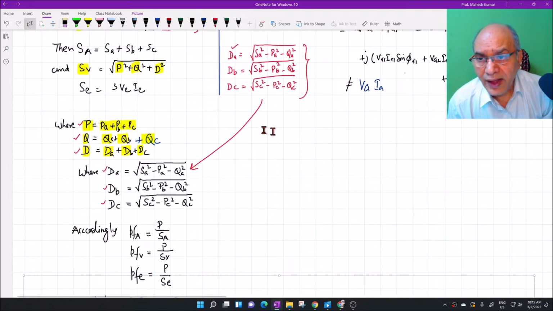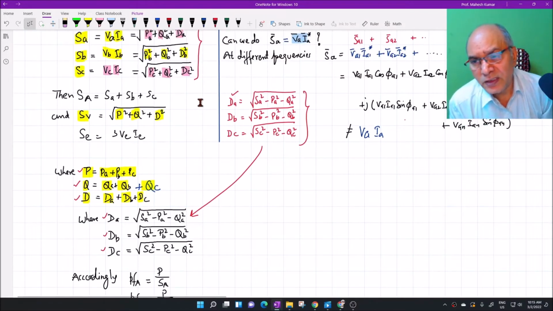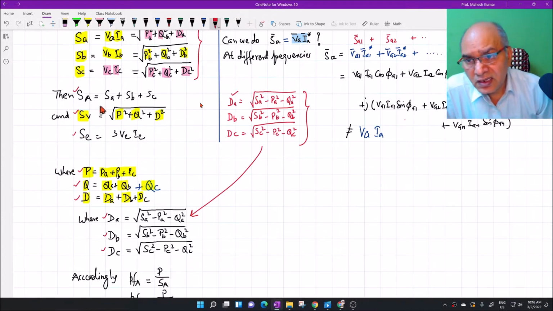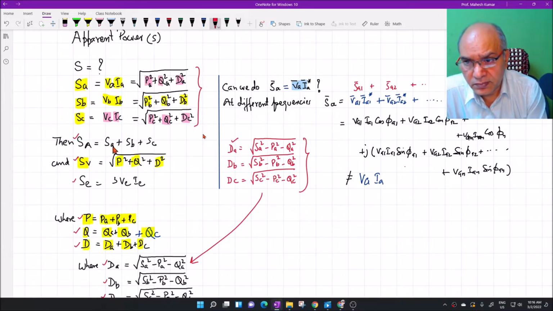Now SA will be SA plus SB plus SC. There is a difference between SB and SA. There are three definitions, as I said. One is, let us say, vector, and then arithmetic, and then effective. So vector is fine, the square root of P square plus Q square plus D square, and arithmetic will be the algebraic sum of SA, SB, and SC. This will be the value of SA.